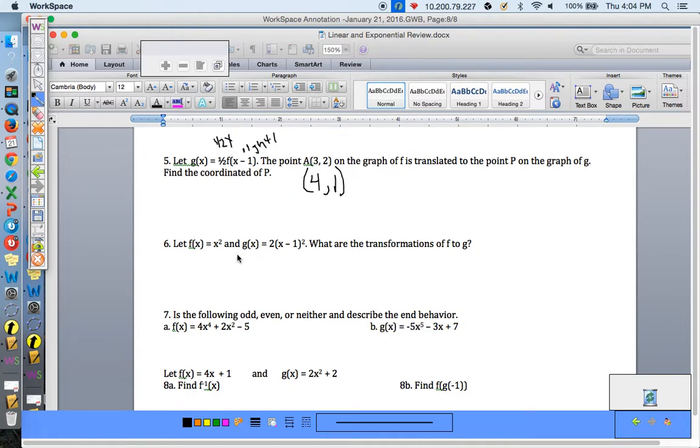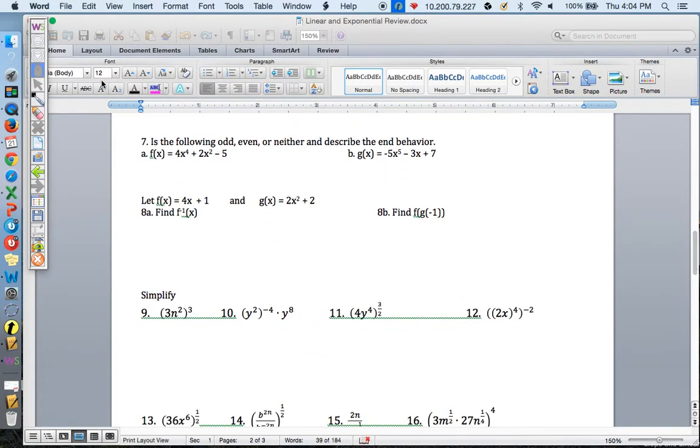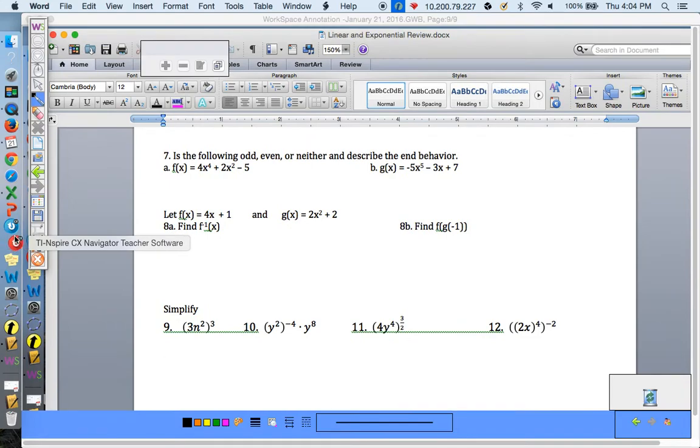What are the transformations? Minus 1. Well, that's to the right one. And this 2, well, that's our entire thing, so our y value times 2. So it's going to get higher faster. Is it even, odd, or neither? So let's see here. And describe the end behavior. So we're going to graph these.